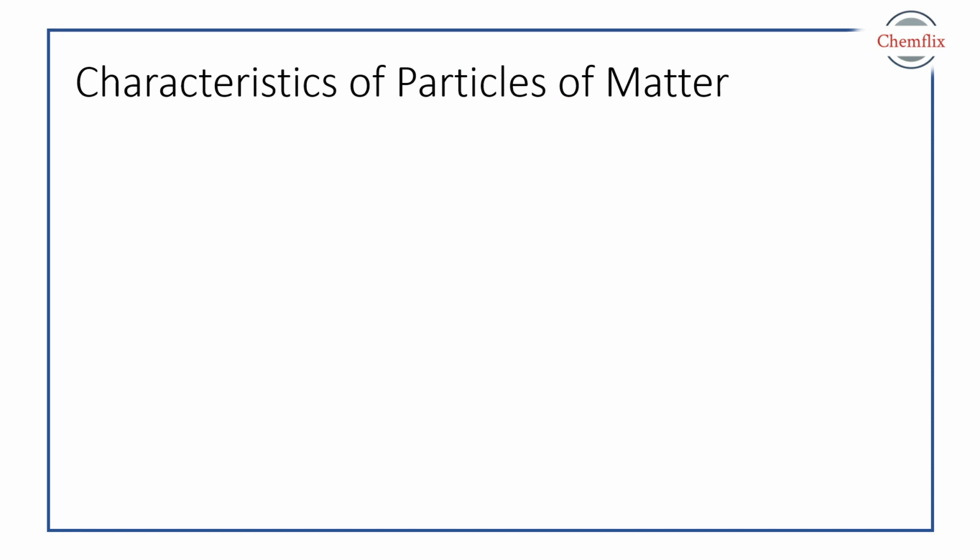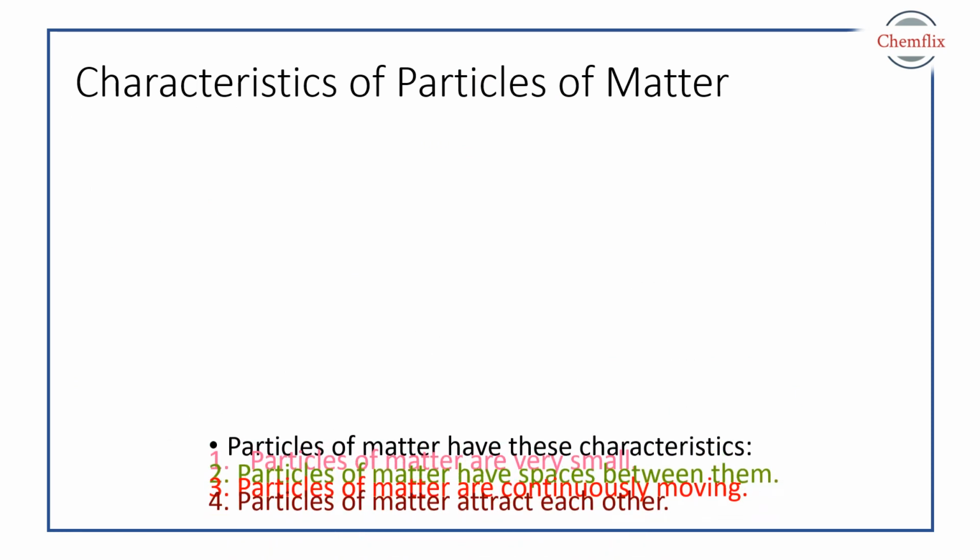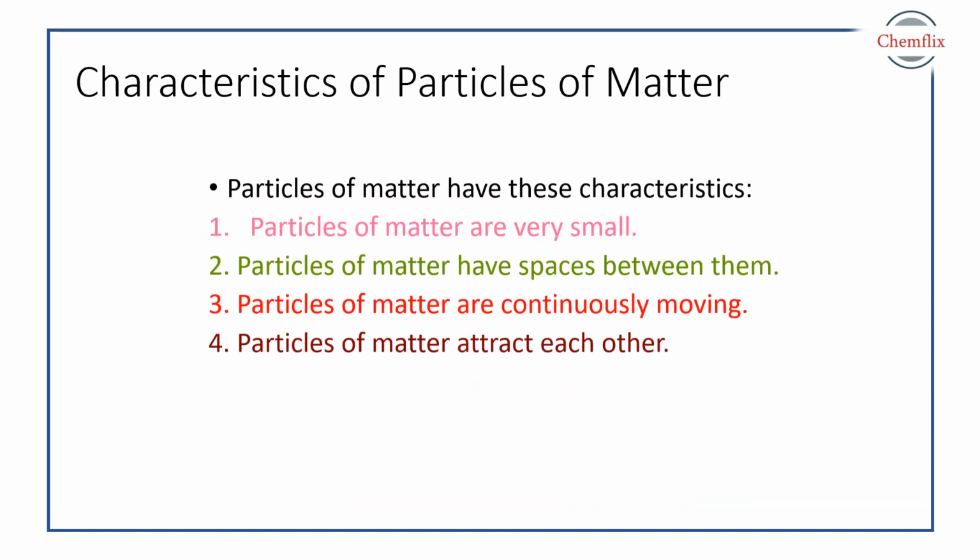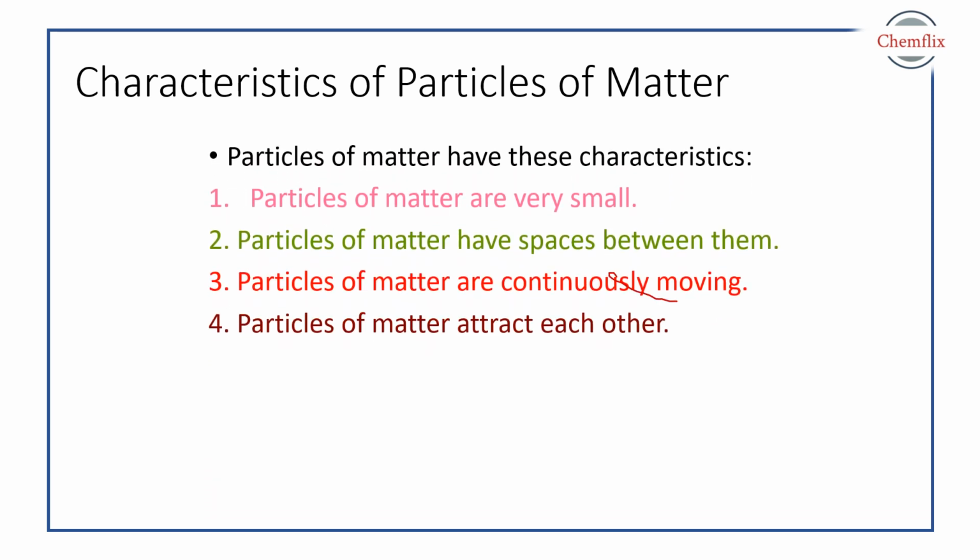Now we are moving to the characteristics of the particles of matter. There are four characteristics: the particles of matter are very small, the particles of matter have spaces between them, particles of matter are continuously moving, and particles of matter attract each other. Among these, particles of matter are very small, which we already discussed in Activity 1.1. We add a single drop of red color into a glass of water and the entire water changes to red color.